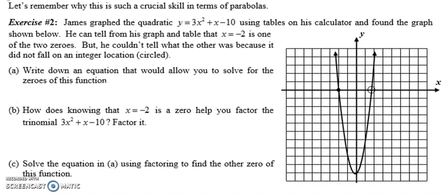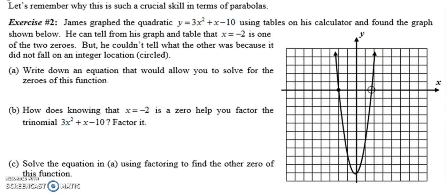And let's keep going. All right, so now we're going to see how this is going to help us with more on the graph. So let's remember why this is such a crucial skill in terms of parabolas. So James graphed this quadratic right over here using tables on his calculator and found below he can tell from the graph and the table that x equals 2 right there is one of the zeros. But he couldn't tell the other one because it falls in between. So you can see that you'd have to estimate this is going to be 1 point something, but you don't know. So just using the graph, you can't find that 0.